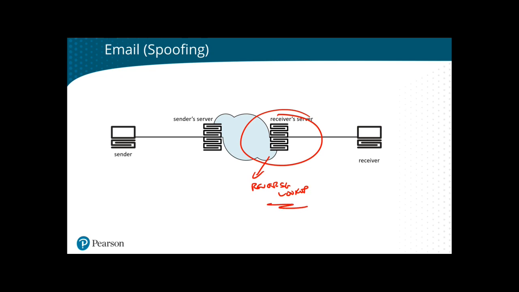Not always. They should be doing this, but they don't always. So what happens here is when the receiver receives an email, an SMTP connection from the sender, it will take the IP address of the origination and it will do a reverse lookup in DNS with something called in-addr.arpa, and in-addr.arpa will return a DNS name based on the IP address.